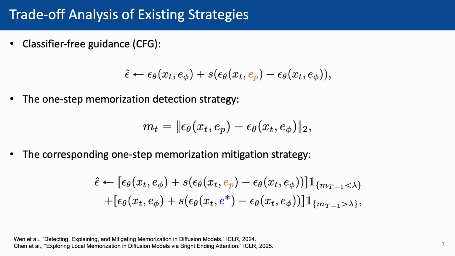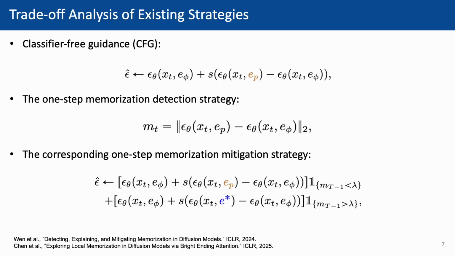Now here's the baseline mitigation strategy that builds on this signal. The idea is to apply prompt engineering at the first inference step. It starts by computing m_{t-1}, the magnitude at the first step. So if this value is below a predefined threshold lambda, the prompt is considered safe, and generation proceeds normally using the original prompt embedding EP, just like in Stable Diffusion.